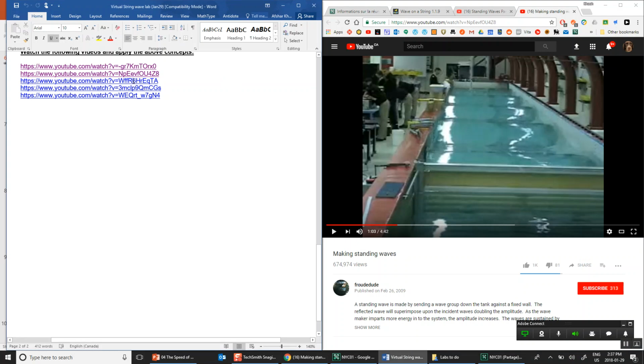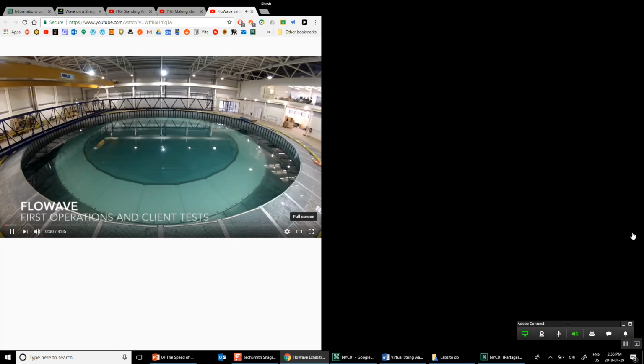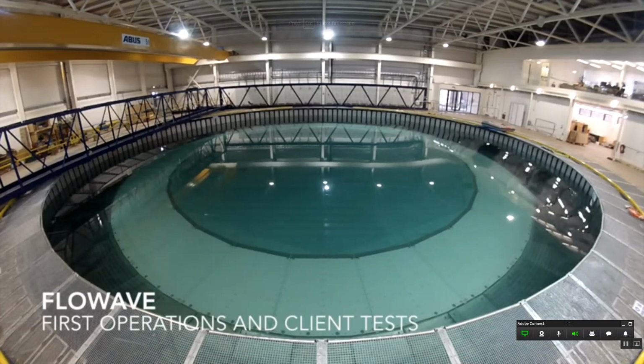So in order to do that, physicists were like, well, how can we create a tank that has an infinite number of waves? Well, the answer to that is a circle. And so they constructed a circular loop in which all the waves are being sent.